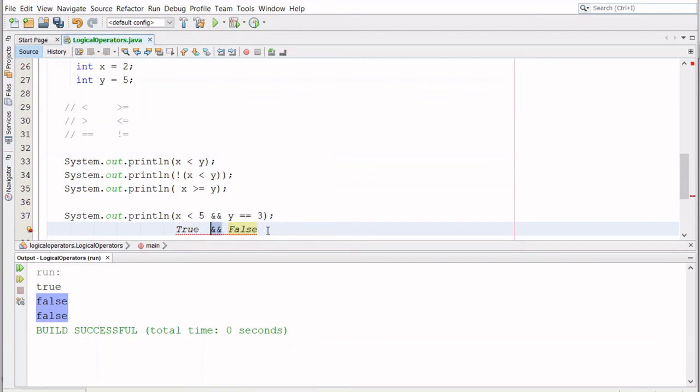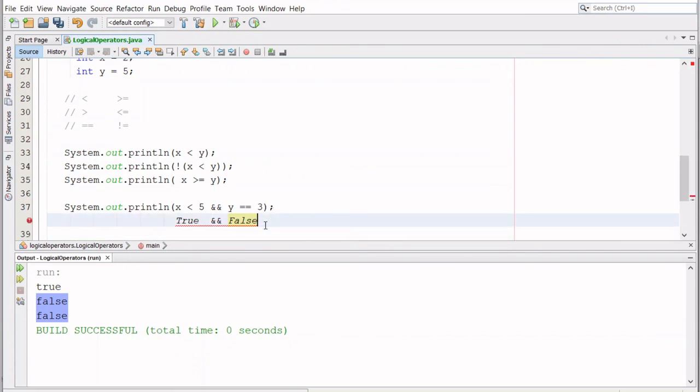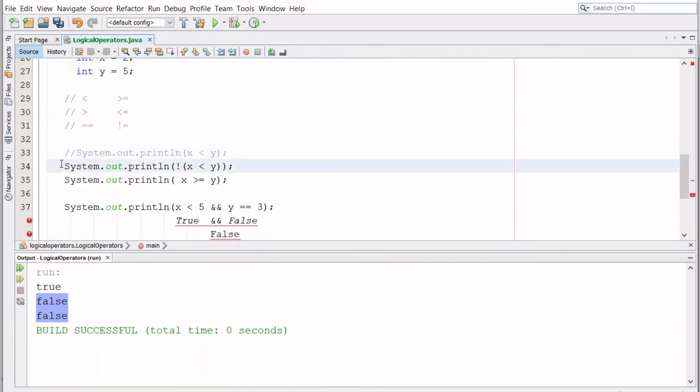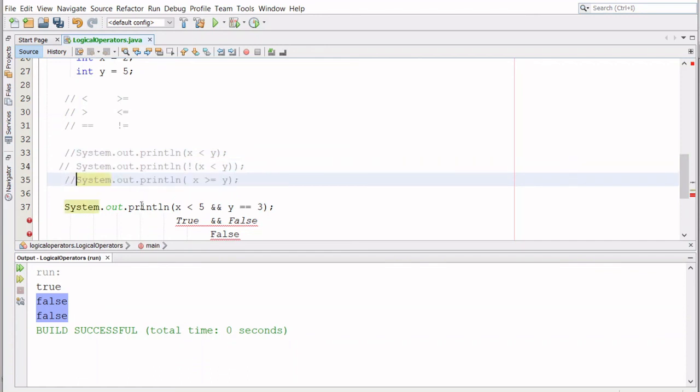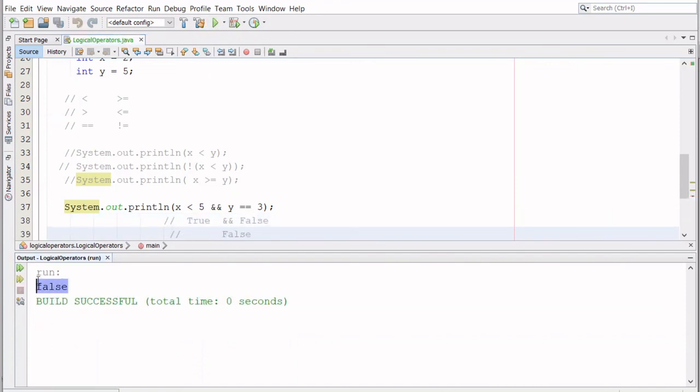Okay, so let's find out if this gives an outcome that is false, like we said. I'm going to comment these out just so we get just one print out. So when we run this, we get a false. Like I said, we should have an outcome that is a false, and we got a false. That is because this expression is true, this expression is false, and true and false gives a false as an outcome. And that's what we got here.